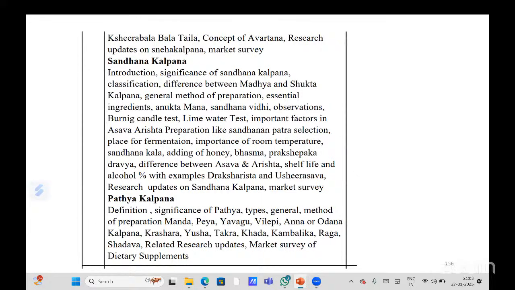1:6, like one part of drug, 6 parts of water, one part of drug, 10 parts of water. Like that, here proportions are very important. On the basis of proportions, there may be chances of getting MCQs also. Okay, so this is the concept of Avaleha.